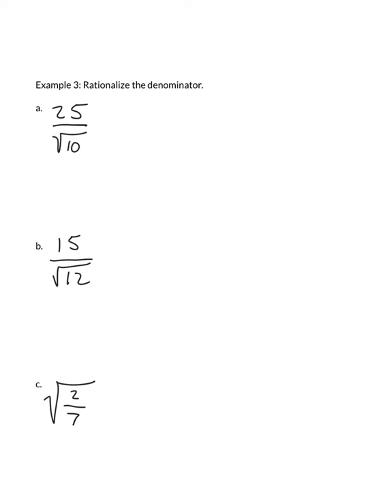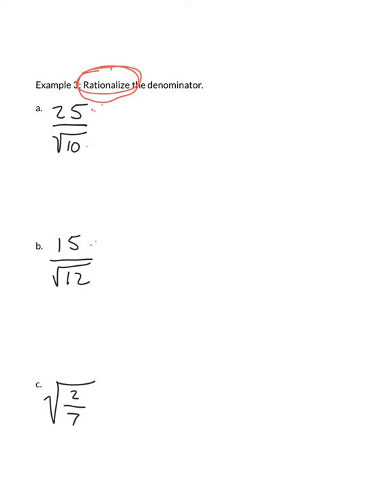Example 3 says to rationalize the denominator. If you look at A, B, and C, even though they're fractions, even though they're division, they're very different than the example we just did on the previous slide because the numerators are not under a square root symbol in A and B anyway. So that means we need a different approach. I cannot take 25 divided by 10 in A because 25 is not under a square root symbol, whereas 10 is. So they're different types of numbers. So that's why they have this new vocabulary, rationalize.